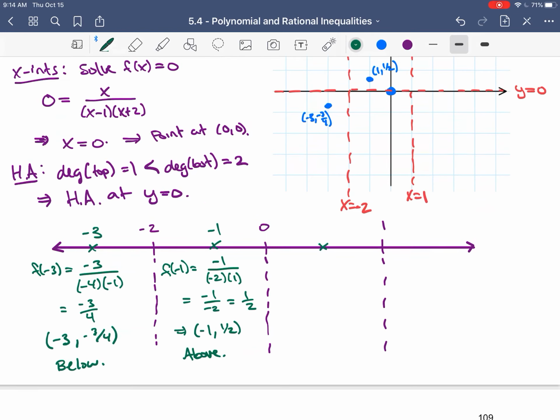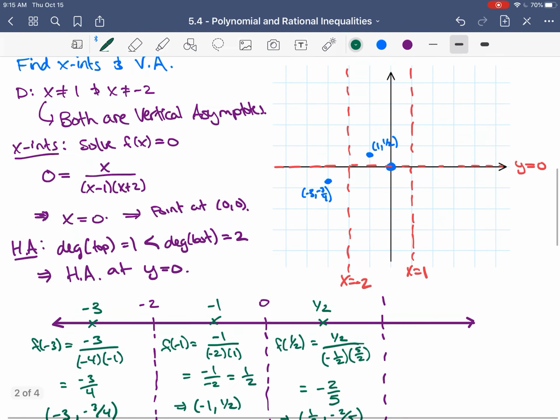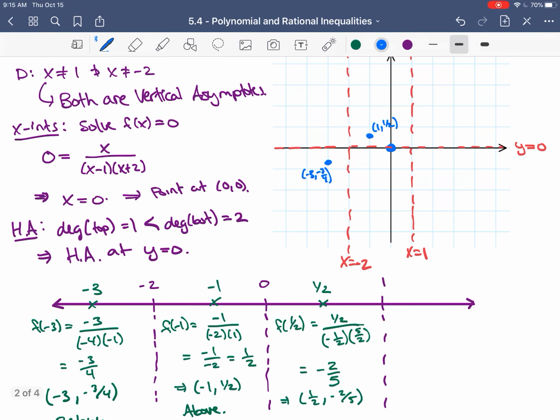Then we have to try something between 0 and 1, so maybe 1/2. So that's going to be 1/2 over 1/2 minus 1, which is negative 1/2, and 1/2 plus 2 is 5 over 2, so it's 2.5. If you simplify that, I think you get negative 2/5. So we get the point at 1/2 and negative 2 over 5, which is about negative 0.4. So we're going to be somewhere down there.